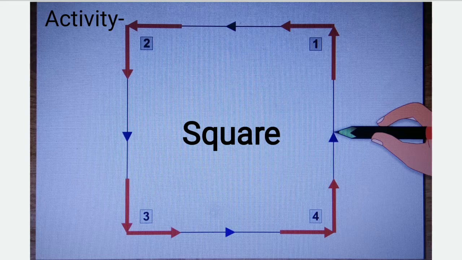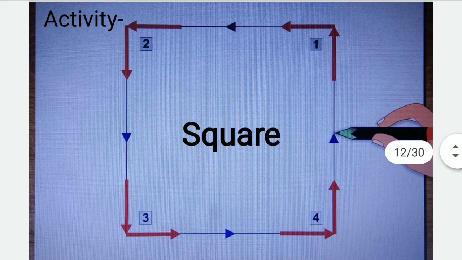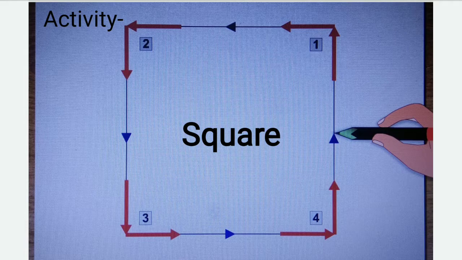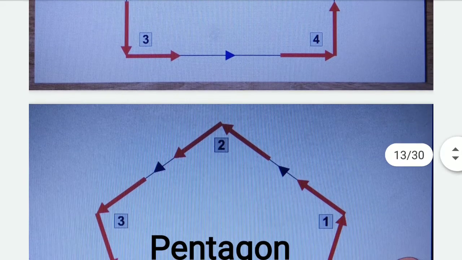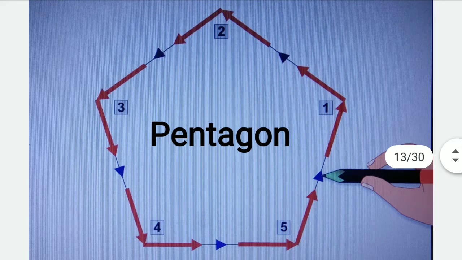If we find out the answer, the direction will change at 4 corners. If you observe, you can see that the direction will change at the four corners. Now this is the figure of a pentagon. Repeat the same action for this pentagon also. How many sides are there in this figure? There are 5 sides.